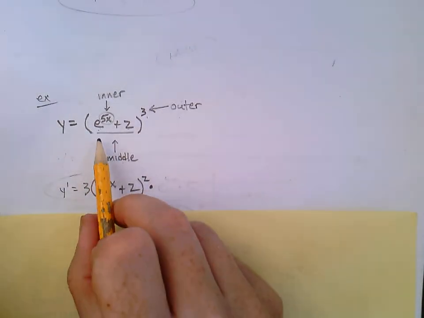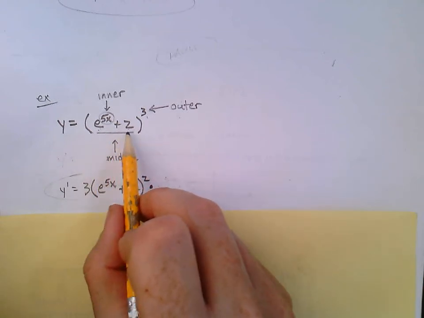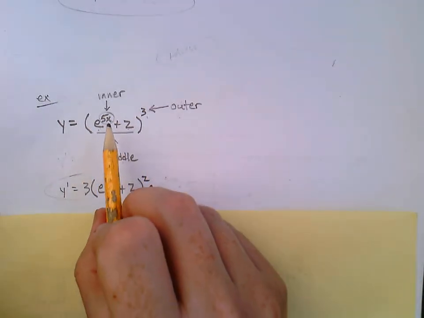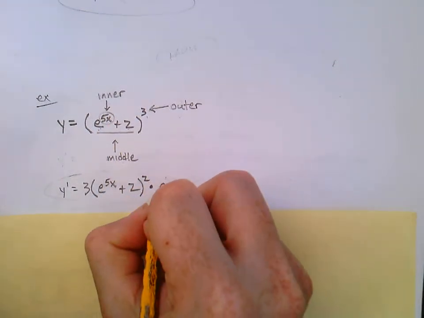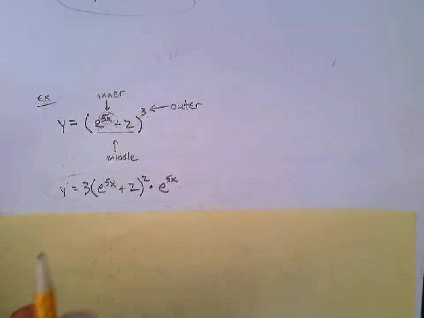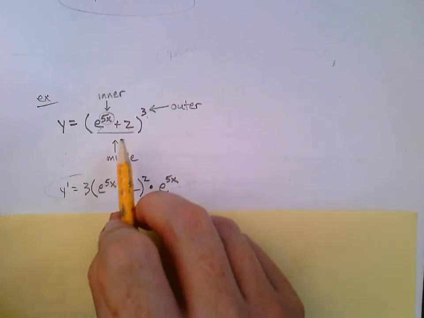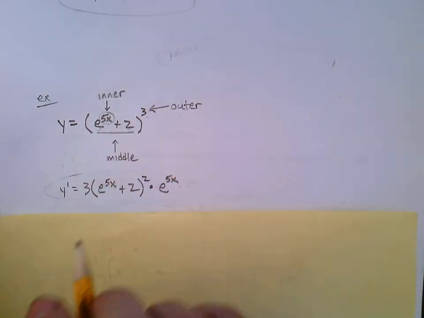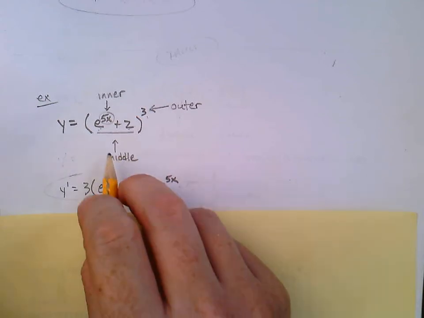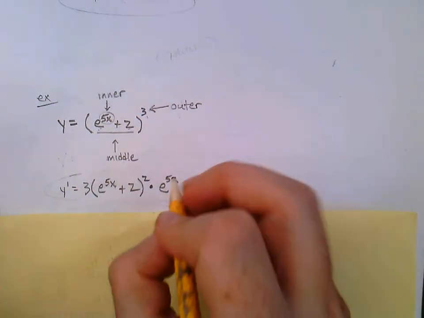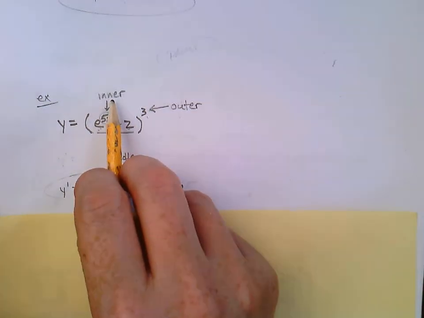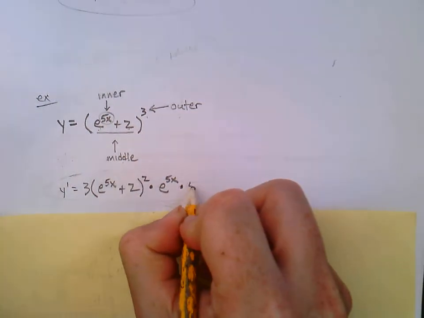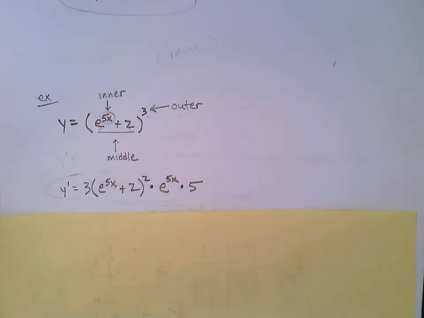Then we got to move to the derivative of the middle layer. Okay, well, the derivative of e is itself, so that gets copied, and even the 5x gets copied. The derivative of the plus 2 is 0, so this is the derivative of the middle layer. And then we multiply one more time, and we go to the very inside. The derivative of the 5x is 5. So there we are, the 3 links in the chain.